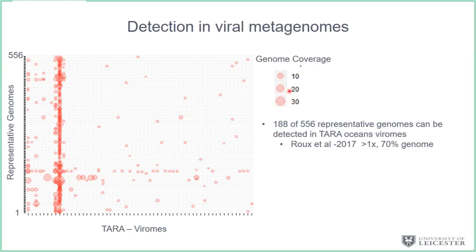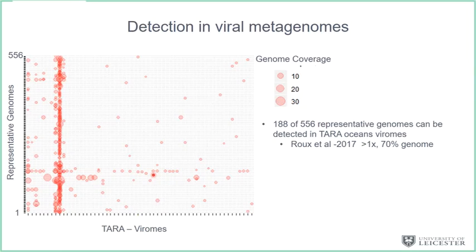The coverage hasn't been normalized in any way to the size of the database of the viromes, which varied quite a lot. But what this does tell us is every time we see a little dot here, this tells us the rough genome coverage of read mapping against our representative genome. So we can see for this particular representative genome that we find it in a number of different samples.